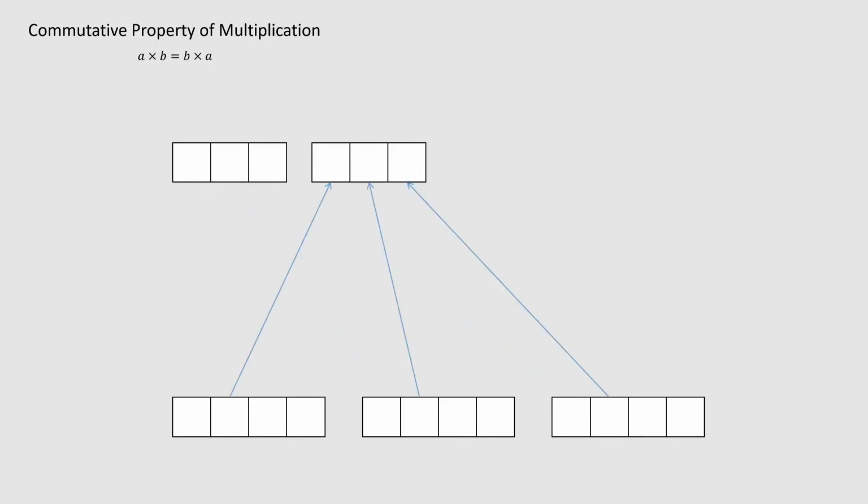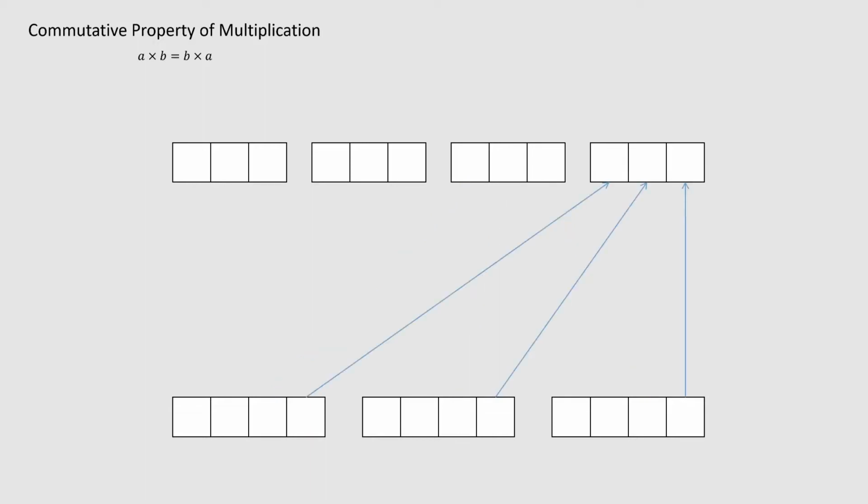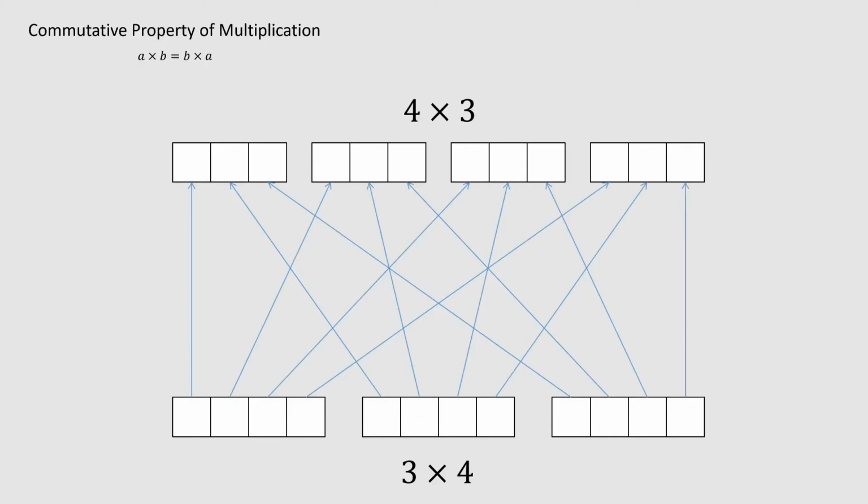Another way to think about it would be to take the first block in each group and put them in a group, then take the second block in each group and put them in a group, and so on. What you'll end up with is an arrangement where the size of each group is equal to the number of groups before, and the number of groups is equal to the size of each group before. We were able to rearrange the blocks into a formation that was simply the reverse of what we had before, so therefore you can freely switch the inputs of multiplication without changing the result.